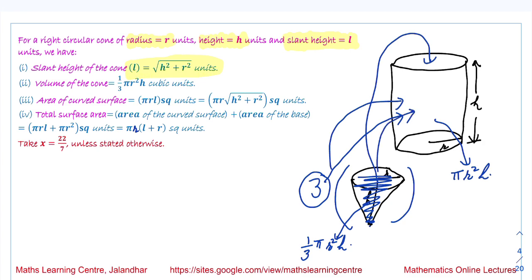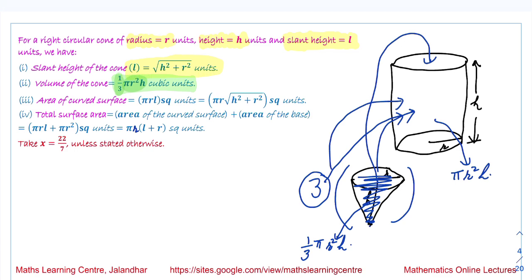So the formula for the volume of the cone is 1 by 3 pi r square h. Pi r square h is the volume of the cylinder, and 3 cones are required to fill it. So it is 1 by 3 pi r square h. Next is the area of the curved surface we are talking about. So now the next thing we have to calculate is the area of the curved surface.